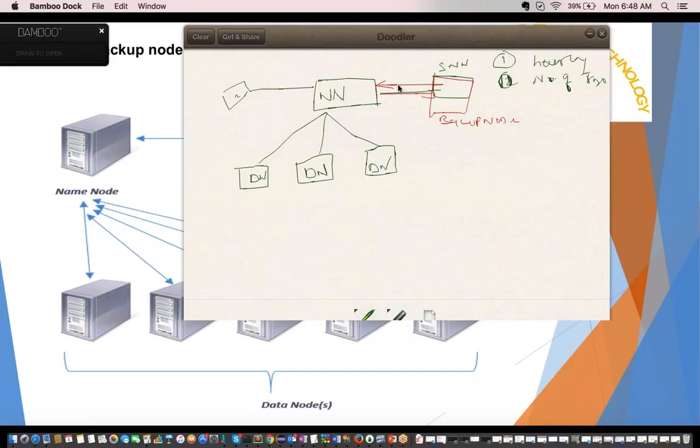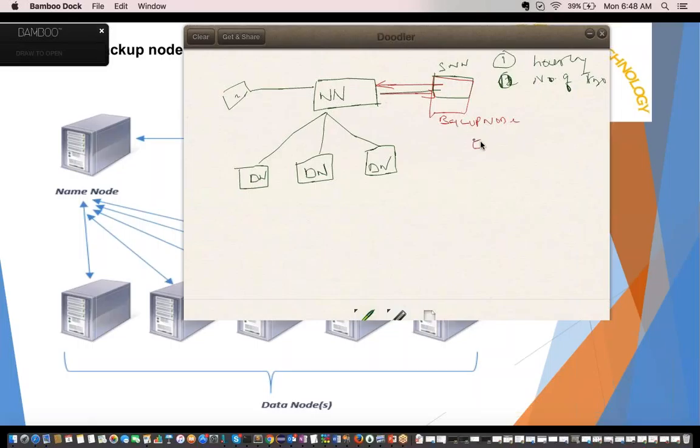So your backup node is always in sync with your name node, so there is no chance of losing the data. Whatever data is available in the name node, the same data will be available in the backup node. Even if the name node crashes completely, your backup node will have the same, latest state. You are not going to lose anything.